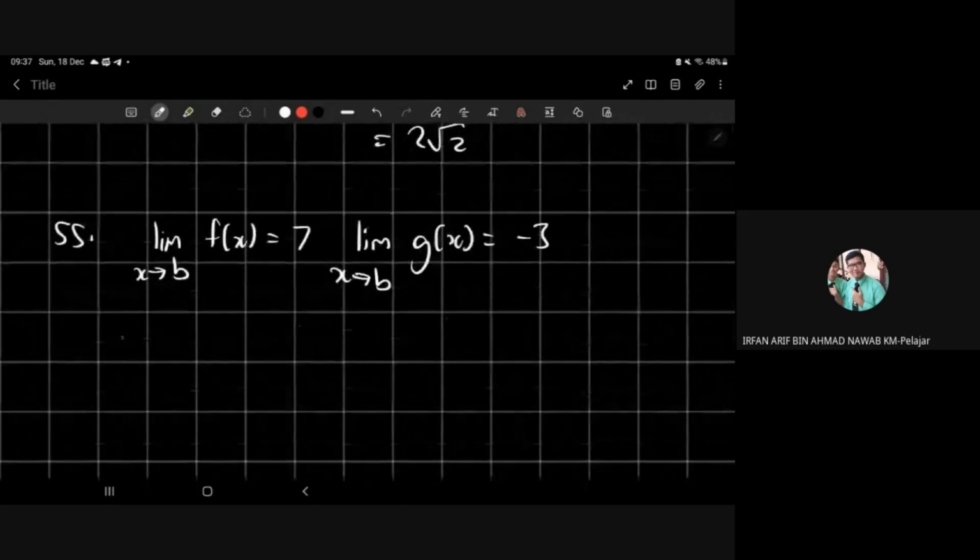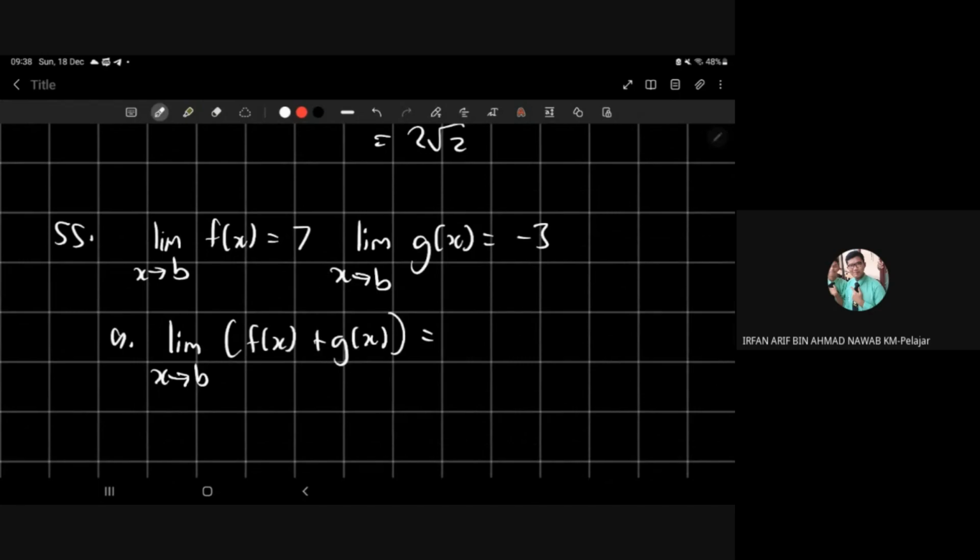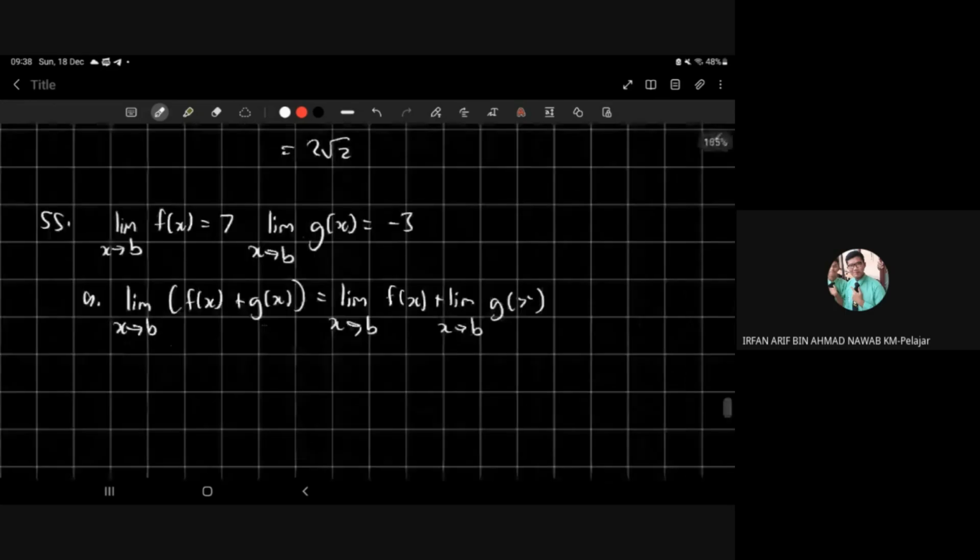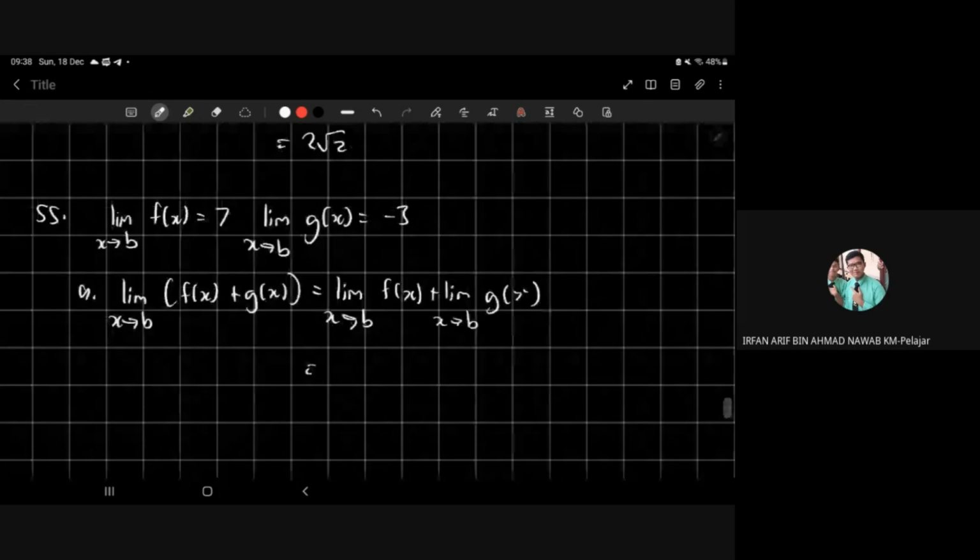So this question is just trying to test us on our limit laws. For our first one, limit as x approaches b of f of x plus g of x, we expand the limit based on the limit law: limit as x approaches b of f of x plus limit as x approaches b of g of x. The given information is similar to our question here, so all you have to do is directly substitute. 7 minus 3, you will get 4.